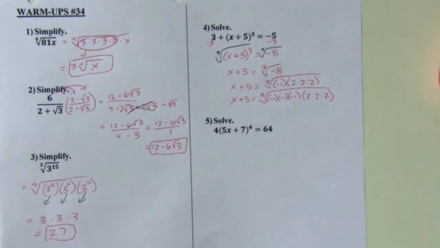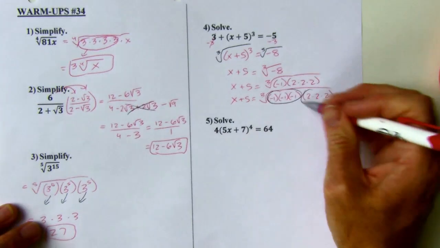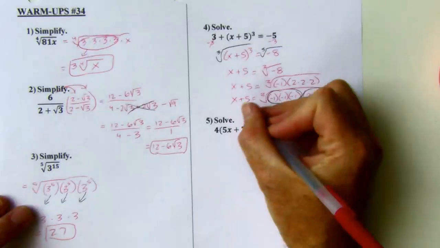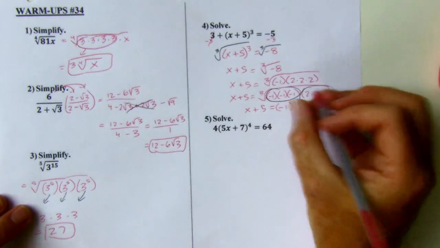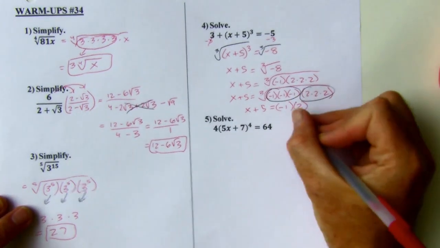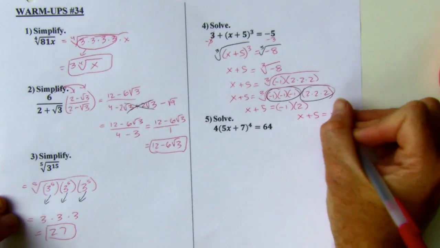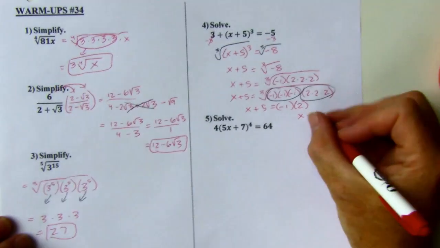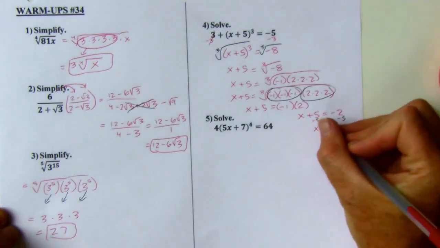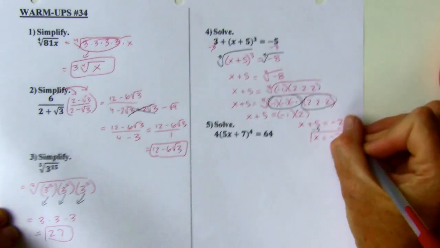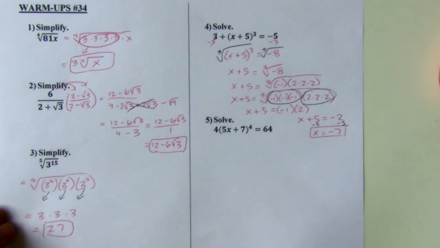Okay, so now thinking about the triplets, got triplets here, so a -1 gets out and a 2 gets out. So I've got x plus 5 equals -2, and then just subtract 5, and x will equal -7. Okay, and the last one.